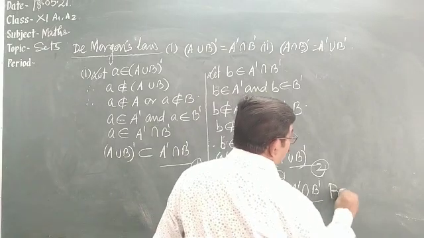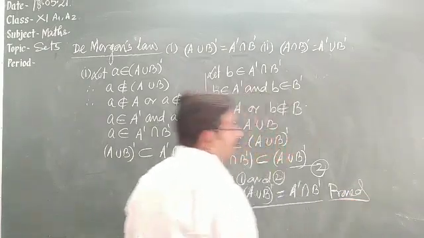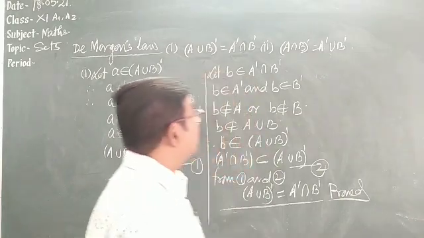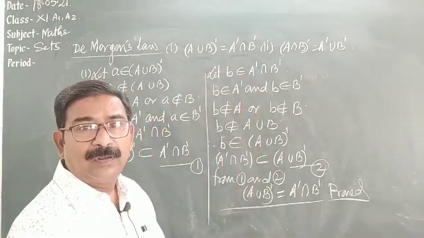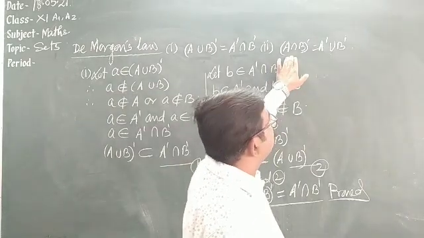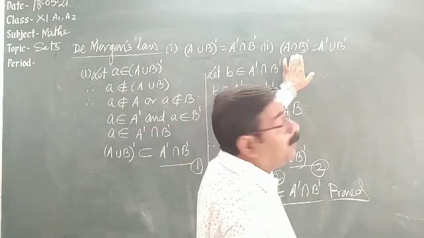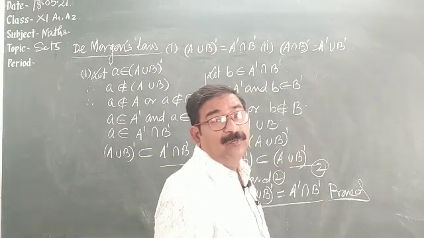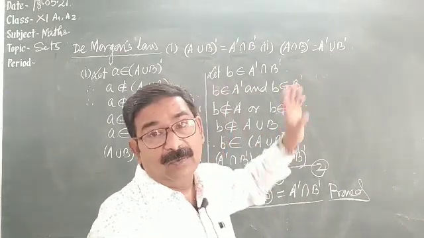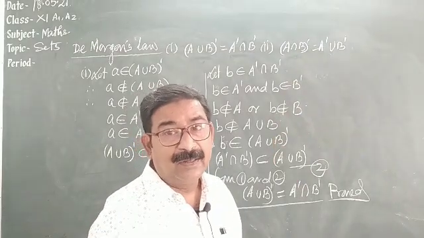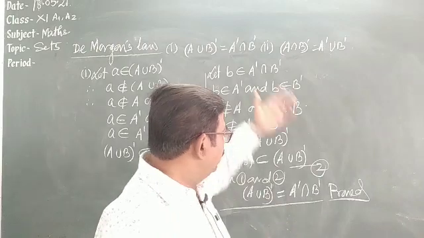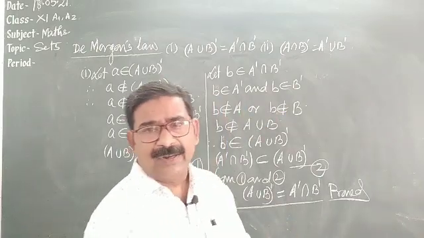This was to prove. So similarly you can prove the second one. Very simple. You may take any element of this, so it is a complement, so that element will not be found in the intersection, so it will not be found in A as well as in B, so it will be found in the union. So similarly, parallel to this theorem, you can try this.